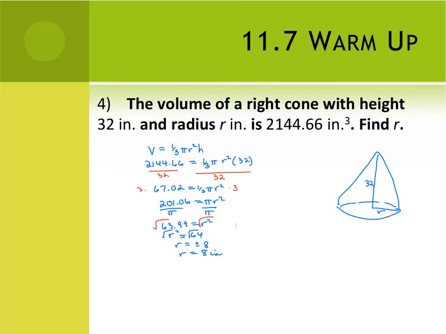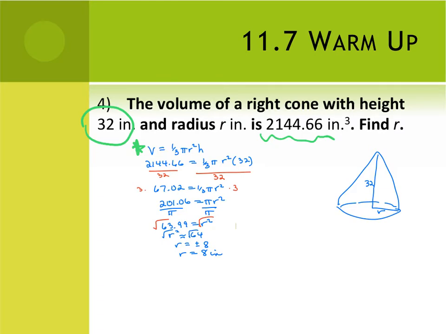Okay, number 4. This time they're giving us the volume of a right cone. They didn't give us a picture, so I drew one. They gave us the volume and they gave us the height. So we needed to find the radius. So again, formula for volume of a cone is 1/3 pi r squared height. So I replaced all of the variables with what I knew, and then I solved for r.